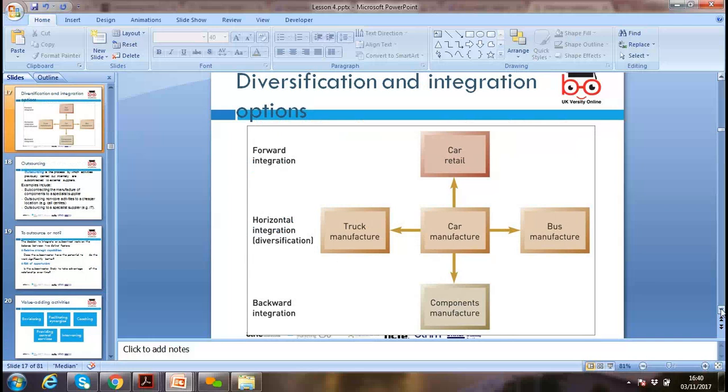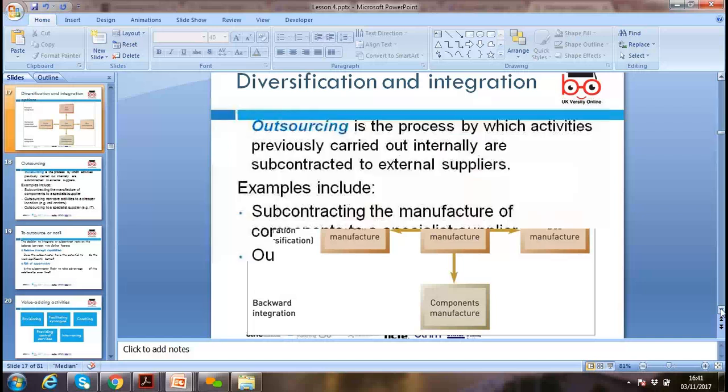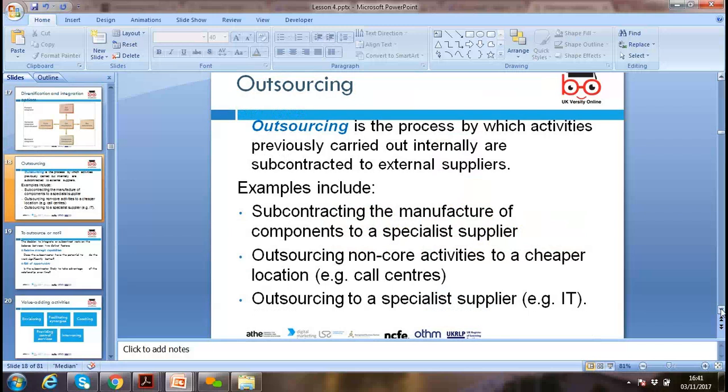So we need to look around, like this is an example of car retail, car manufacturing, bus manufacturing, truck manufacturing. So this is forward integration, where car retail is what we are doing. Horizontal, we just want to be in the same line because we are in the travel and vehicle selling industry: bus manufacturing, car manufacturing, and truck manufacturing. Component manufacturing is backward, so we have backward integration as well, component manufacturing. So that example will help you.